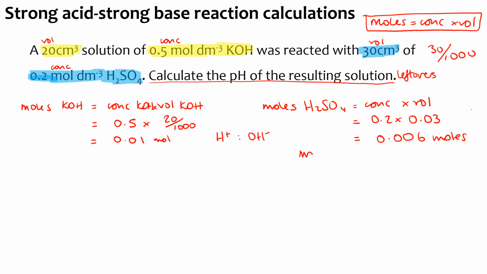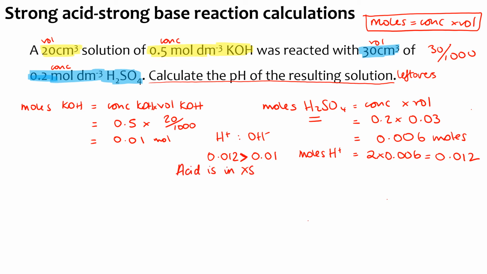And the moles of H+ is going to be 2 times 0.006 because we have H2SO4. So we have 0.012 moles of H+. Now if we compare the moles of H+, which we've just worked out to be 0.012, and the moles of OH-, what you should hopefully be able to see is that we've got more H+ than we have OH-. And that means that the acid is in excess. There will be leftover acid.